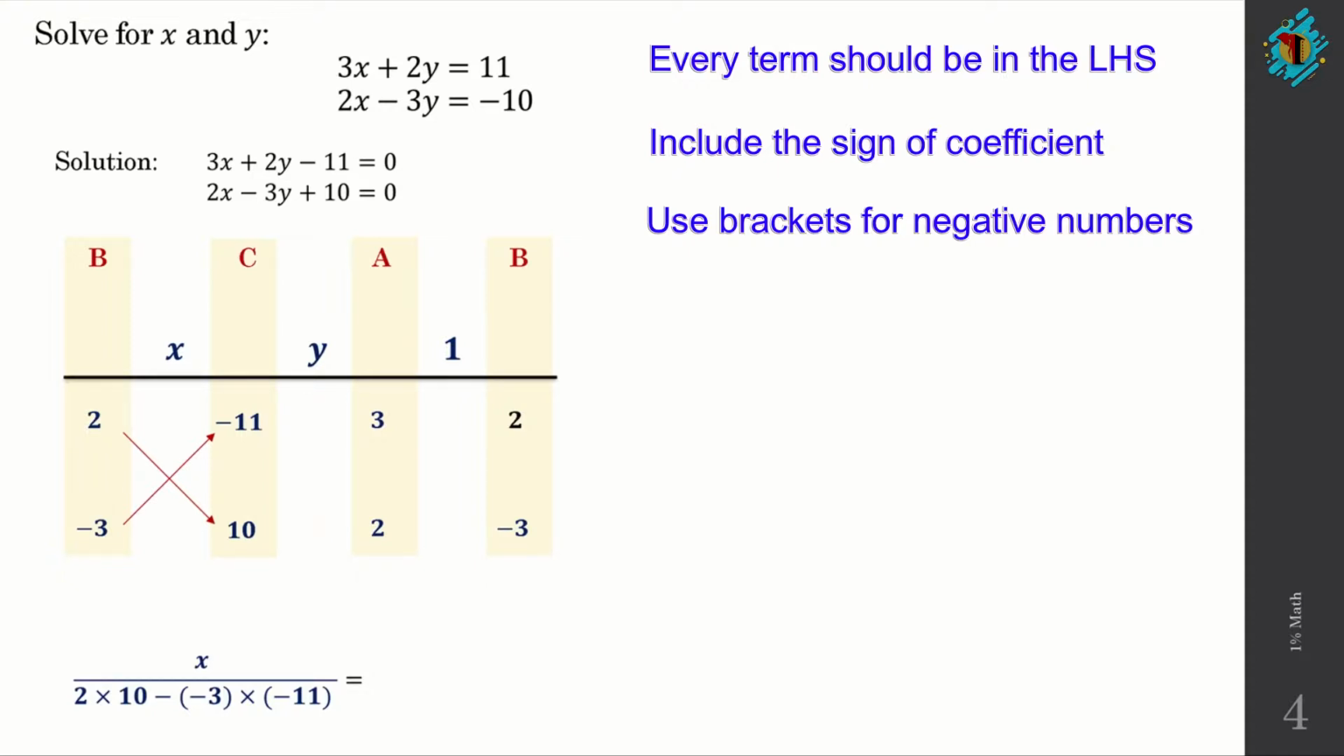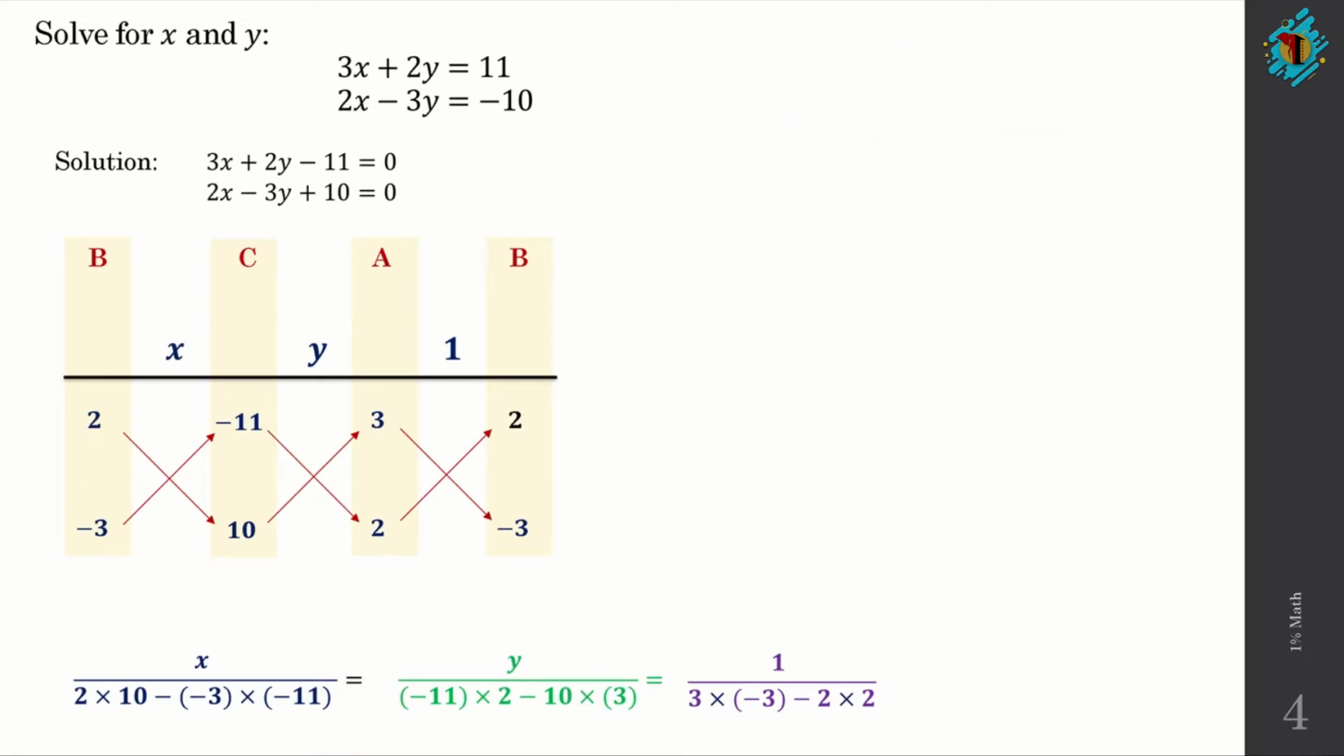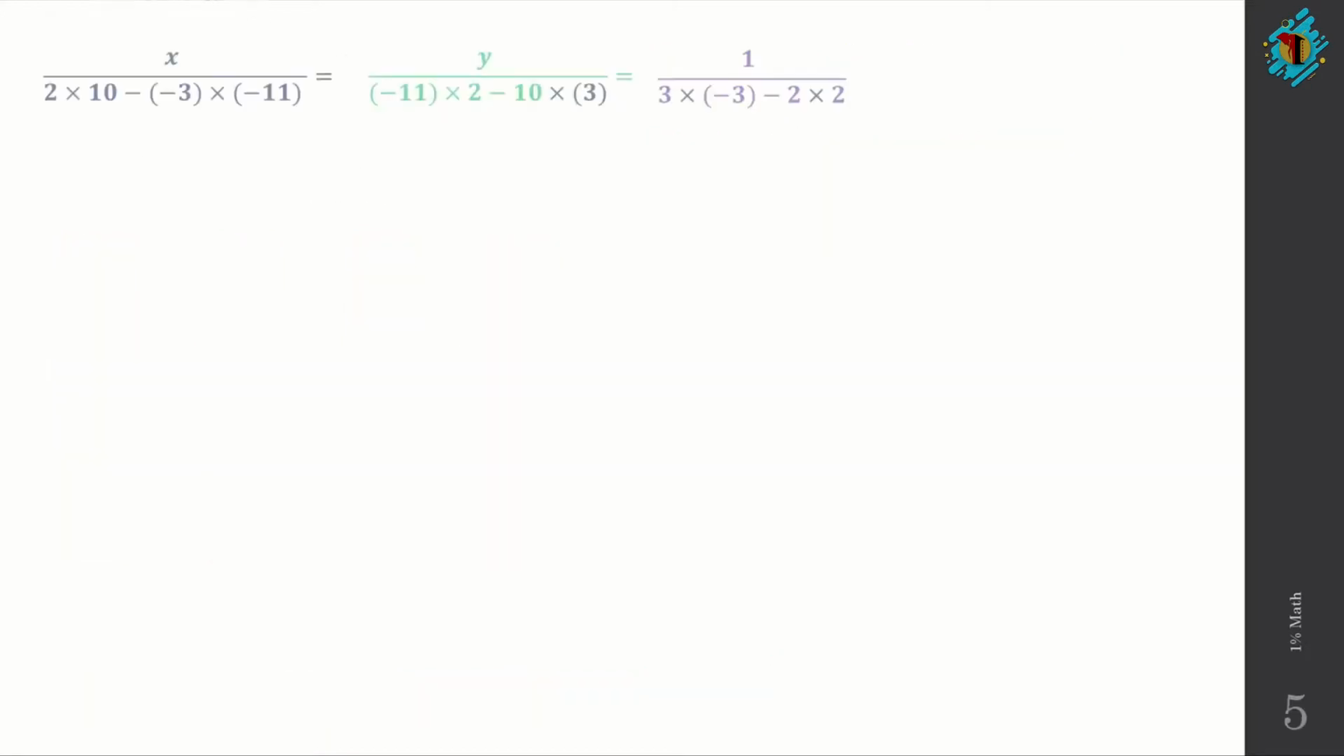Now let us go for the next denominator, that is the denominator of y, that is minus 11 into 2 minus 10 into 3. So the next thing is 1 by 3 into minus 3. As you can see here, the minus 3 is kept in the bracket, and 2 into 2. The next step you all know, so we are going to carry it to the next page. So let us start simplification.